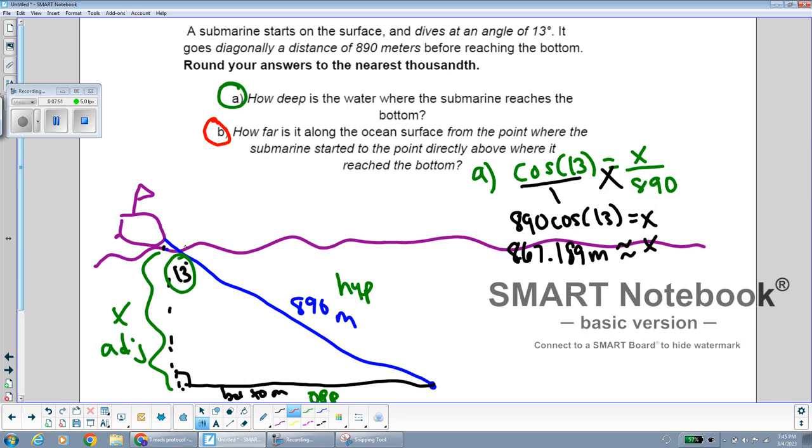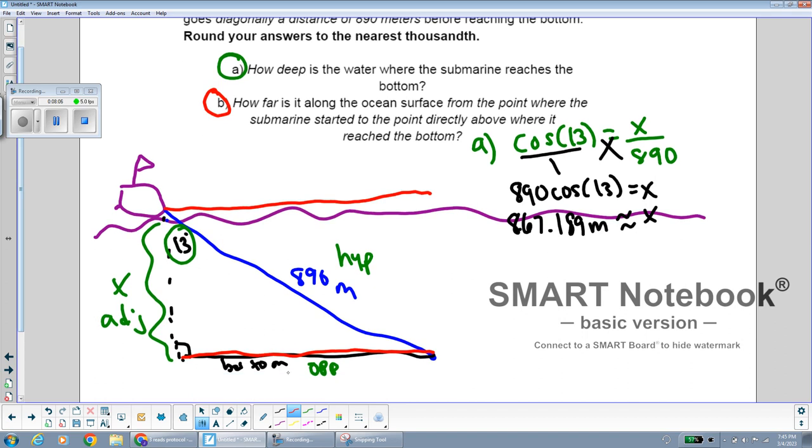Now, part B is asking us how far is it along the ocean surface from the point where the submarine started to the point directly above where it reached the bottom. So from here to here, that's the same thing as from here to here. That's the same length. So I'm going to label that y because I already labeled this side as x. So we're really finding the opposite side of the right triangle from our focus angle. So I'm finding opposite, and I already had the hypotenuse.